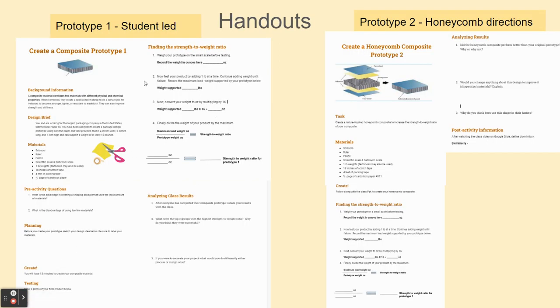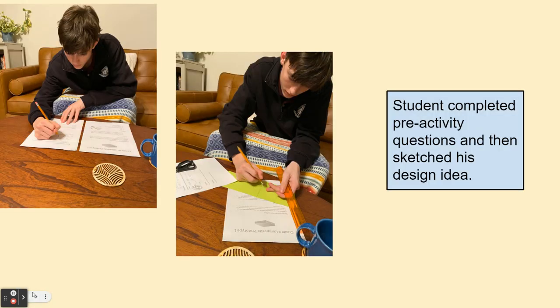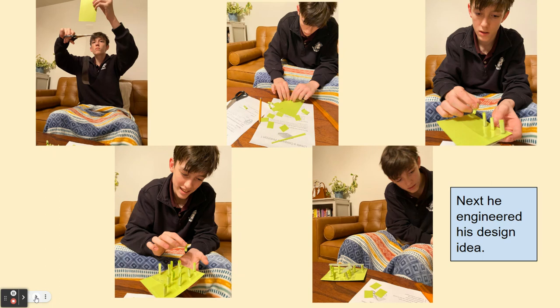So here are the handouts. This is the student-led one. And then we have the honeycomb directions to create the engineered composite. So for the first one, students are completing the pre-activity questions, researching, then sketching his design idea. And here he is engineering his composite design.